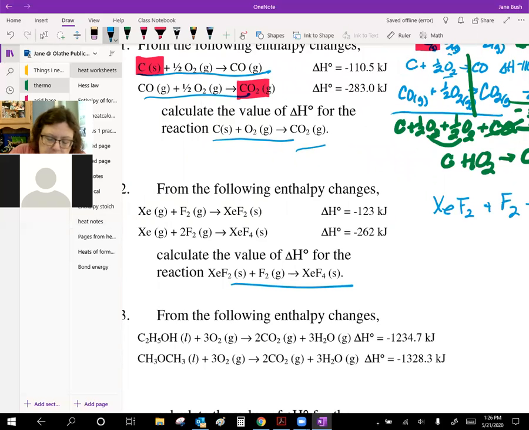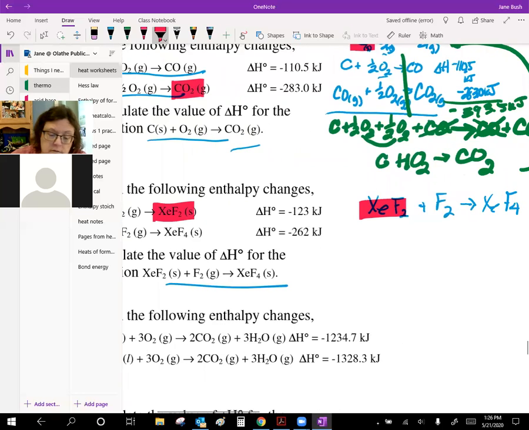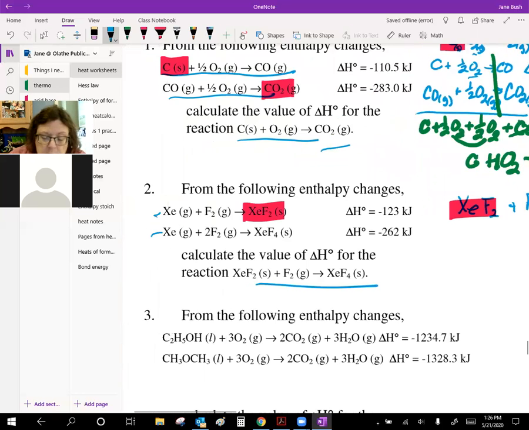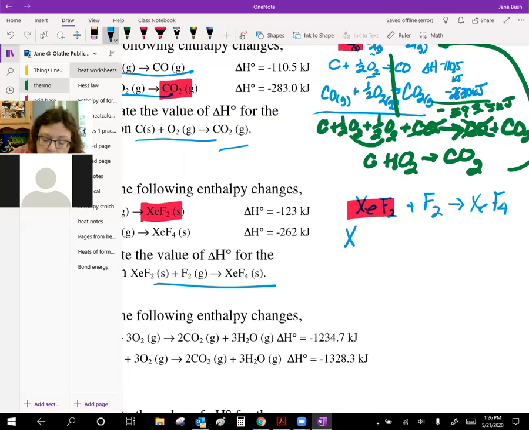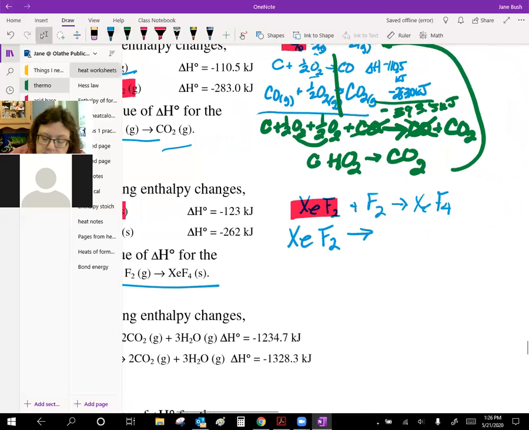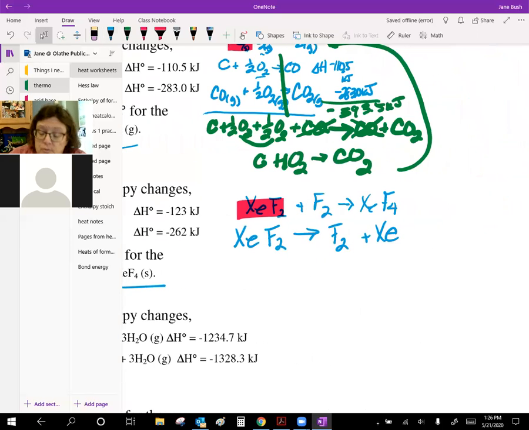Do either one of these have XeF2 in them? We're matching this guy up. Is he on the reactant side? Is he on the left side of the equation? No, he's not. So we have to reverse this reaction. So instead of writing xenon plus F2, we're going to start with the products. And we're going to get F2 plus xenon. And then our energy was negative 123, but because we reversed it, it's now positive 123 kilojoules.